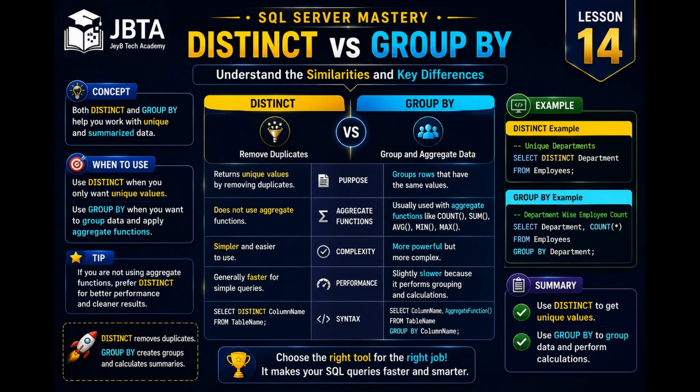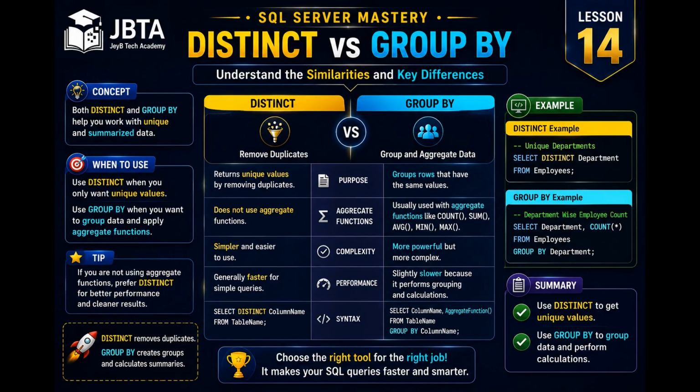Now let's understand the difference between the distinct clause and the group by clause. At first glance, both of these clauses may seem to produce similar results. In many cases, they can even return the same output. Because of this, many beginners think they are exactly the same. But they are not. Each clause has a different purpose.